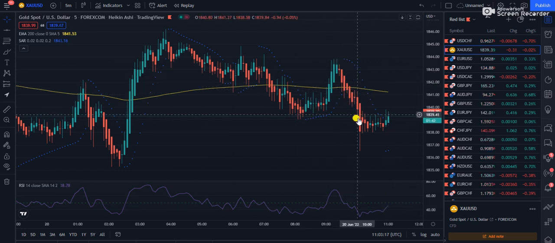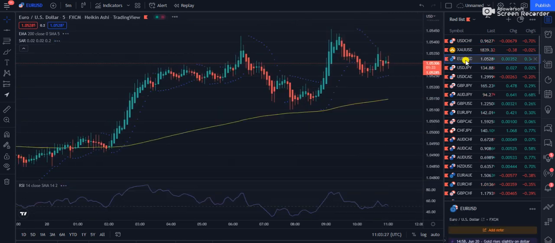Look, here was a selling chance, very good. Parabolic SAR turned blue and has given us dots. It was coming down below the moving average, so it was a very good scalping chance. Let's go to EUR USD.